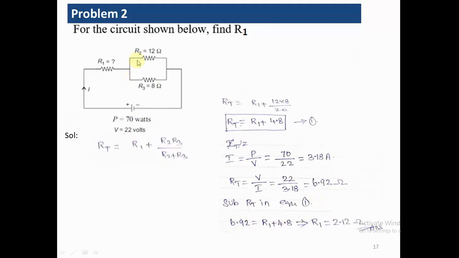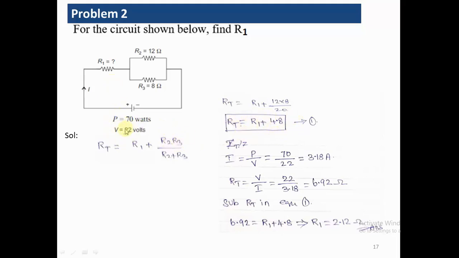Now let us see one more problem where a voltage source with a power value is given, and we are supposed to find the resistance in series. The parallel combination is given, but we don't know the total resistance. So to find that, some other values are given. The total resistance in this circuit is R1 in series with the parallel combination of R2 and R3. So this is the formula. If you substitute the known values of R2 and R3, we get this expression.